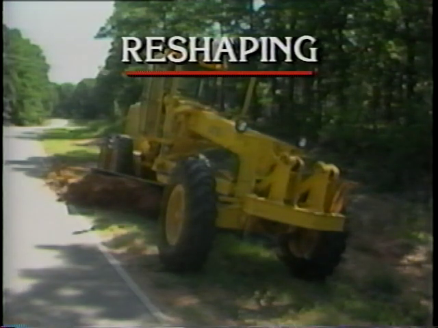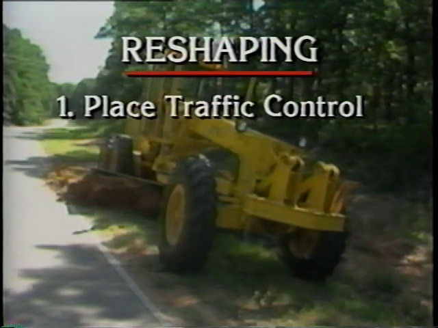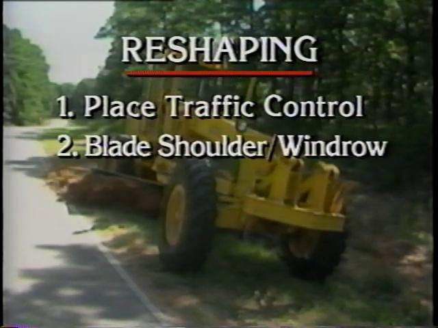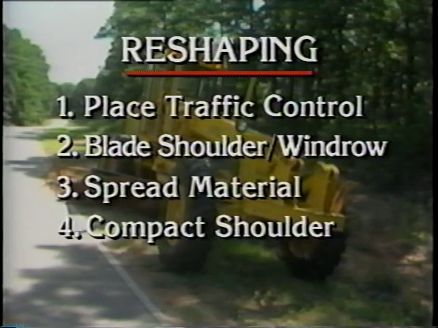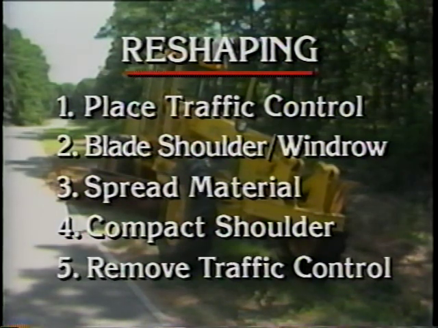The steps to be taken in this operation are: number 1, place proper traffic control. Number 2, blade shoulder with motor grader and windrow material at the edge of pavement. Number 3, spread material back across shoulder at the proper slope. Number 4, compact shoulder with the motor grader. Number 5, remove traffic control.